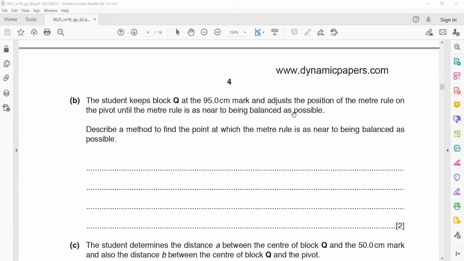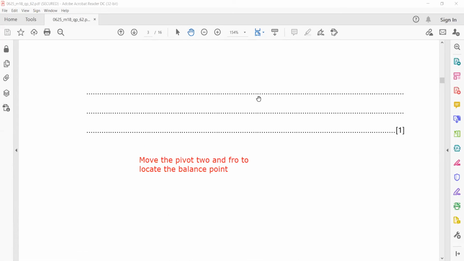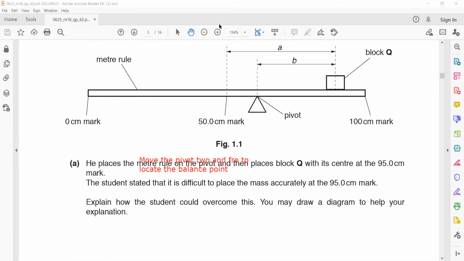So practically how will it work out? We will move the pivot to and fro to locate the balance point. So what we will do, this pivot is there, so we can move towards the right or we can move towards the left to identify the exact position where we should place this pivot so that the meter rule can be balanced.